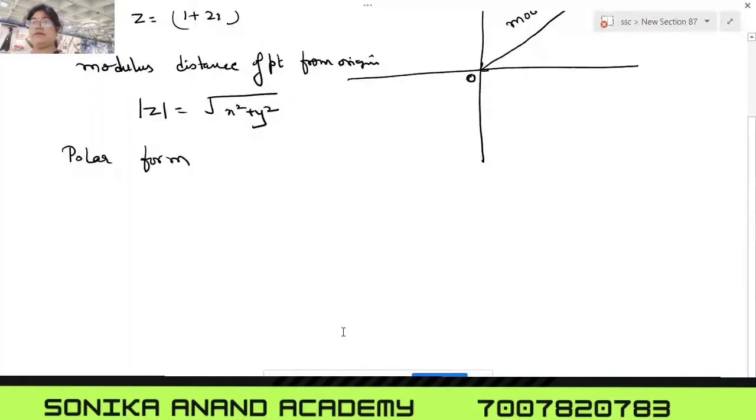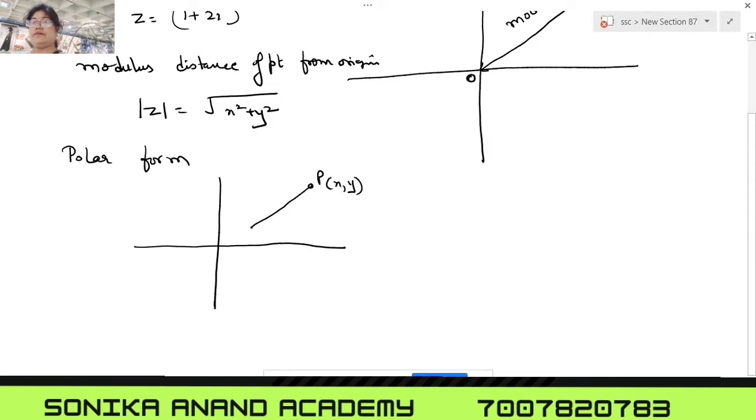Okay, come to the point. Polar form. Okay, is the screen visible? Yes, ma'am, visible. For example, this is the quadrant, and this is the point P, with coordinates X and Y. Listen, be attentive.